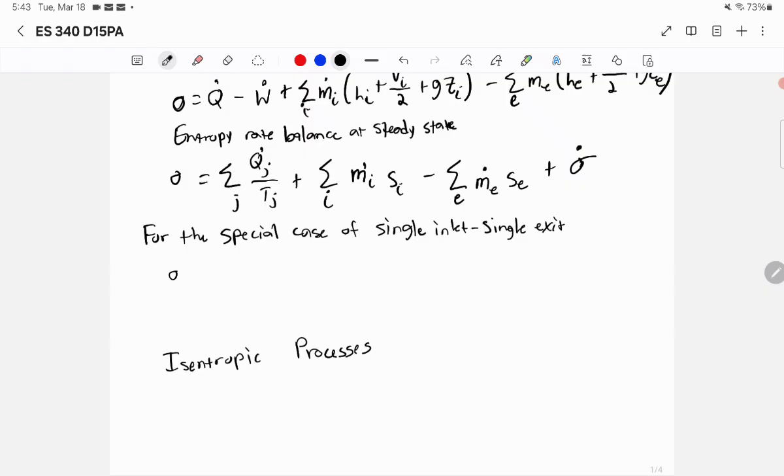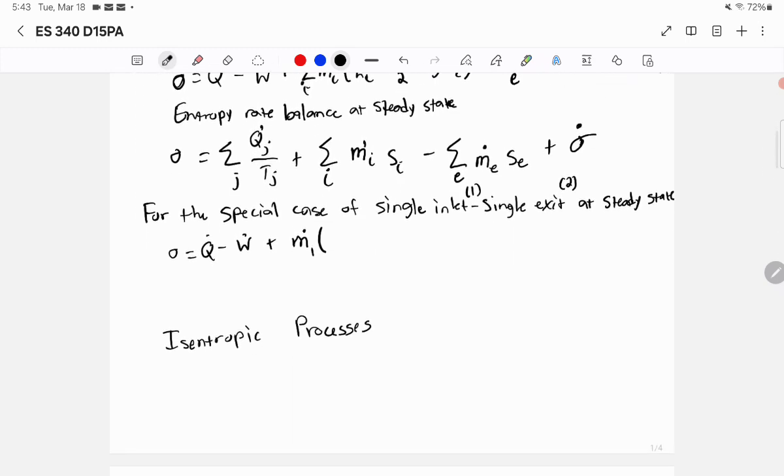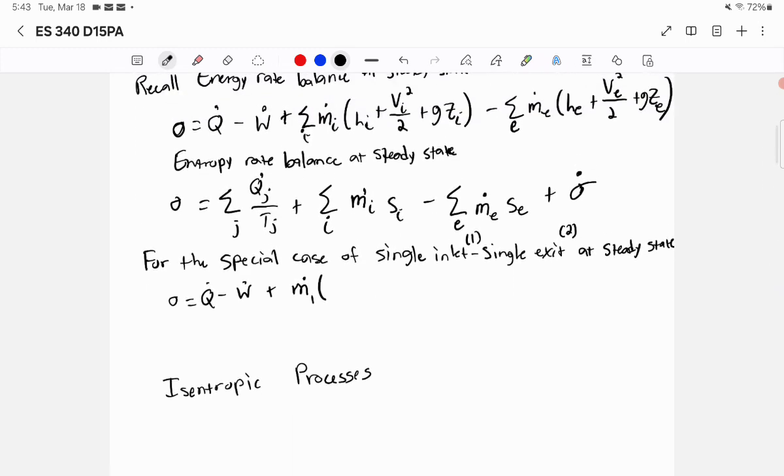Remember that this means 0 equal to Q dot minus W dot plus m dot. We'll call the inlet 1 and we'll call the exit 2, why not? M1 dot at steady state, because M1 dot in that case has to be equal to M2 dot, right? That's the single inlet, single exit case.